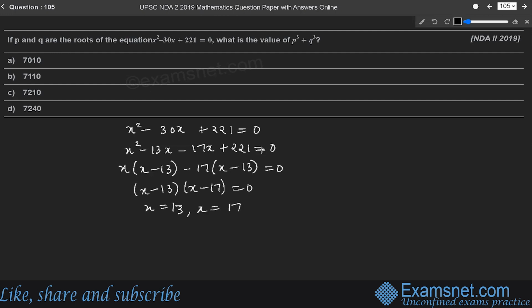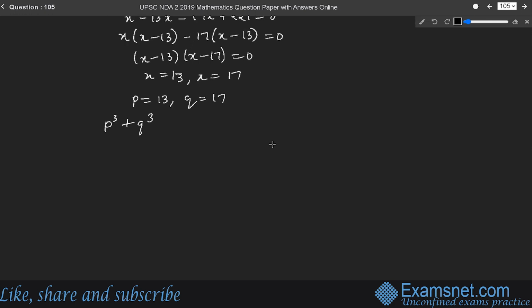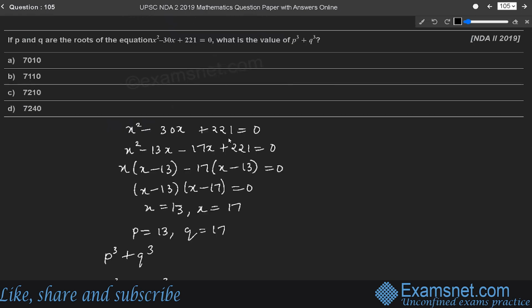It is given that P and Q are the roots of the equation. Then P will be equal to 13 and Q will be equal to 17. So P cube plus Q cube will be equal to 13 cube plus 17 cube, which is equal to 2197 plus 4913. So it will be equal to 7110. Hence we can say that this is the required answer for this question, and the correct option is option number B here.